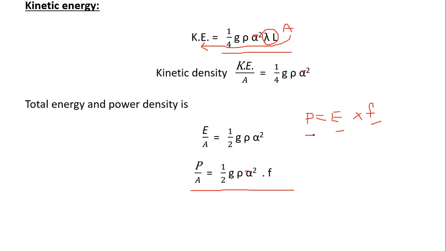These are the direct formulas used in the problems. We can directly use the kinetic energy density formula and the total energy and power density formula. If it is in terms of frequency, we use this one. If it is in terms of just g rho A square, area and amplitude terms, we use this one.